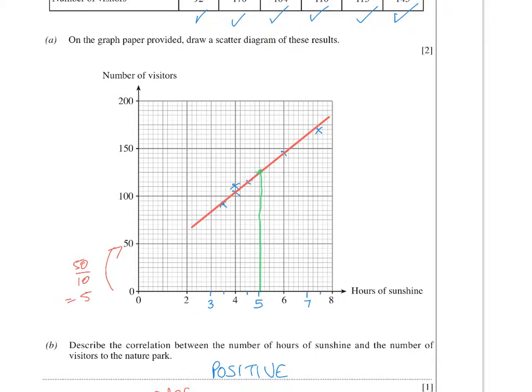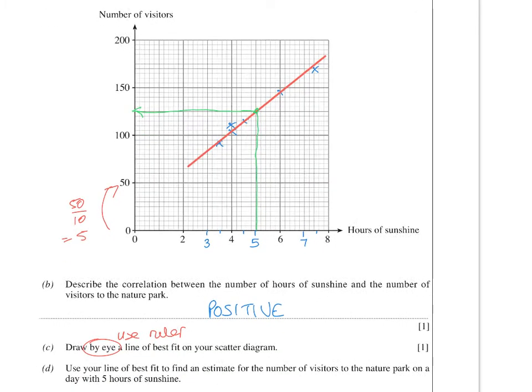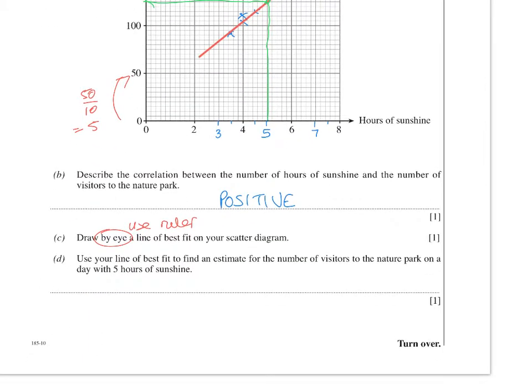It may be different on yours. As long as you've done what I've done, it's fine. Right in between 100 and 150, so that must be 125. So I'd write in 125. Just my answer. I can write visitors, but no need.